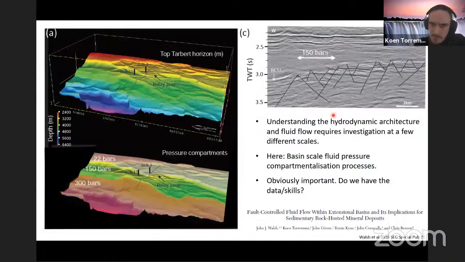And I want to focus on the influence of faults on fluid flow. And this is a review paper published 2.5 years ago now, talking about fault controlled fluid flow within extensional basins. So just a figure from that, this is the North Sea basin, or an area in the North Sea in the late Jurassic top turbid horizon.